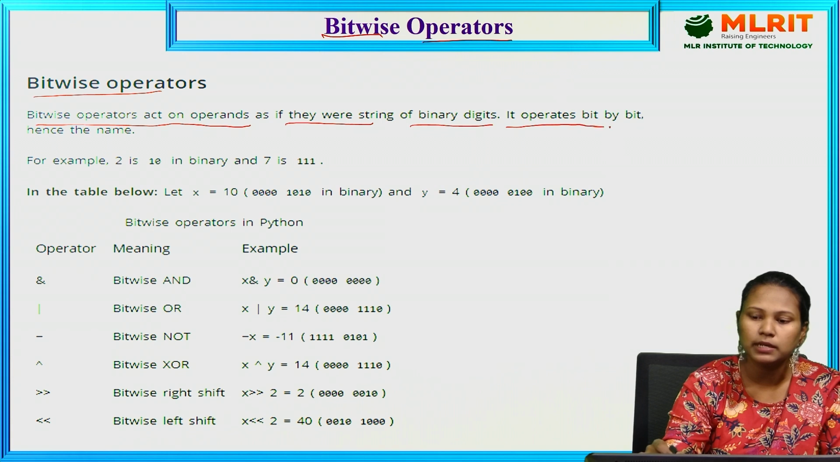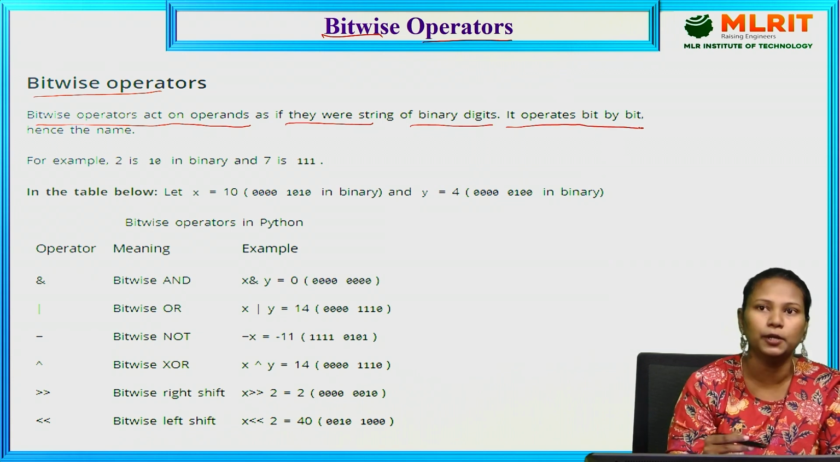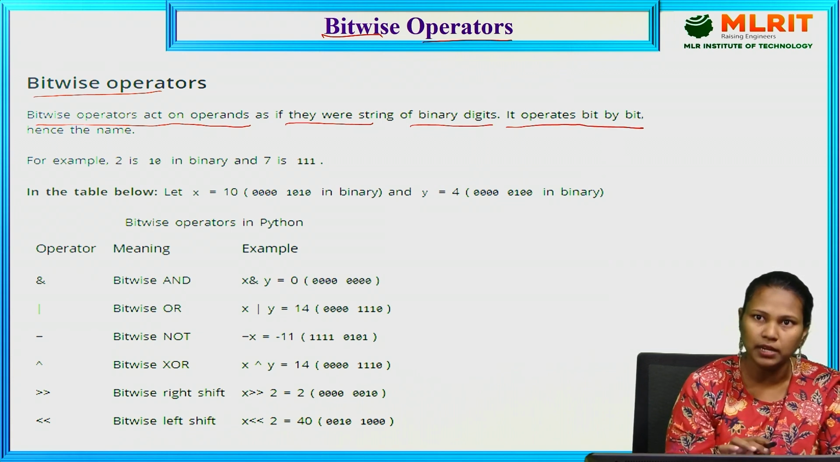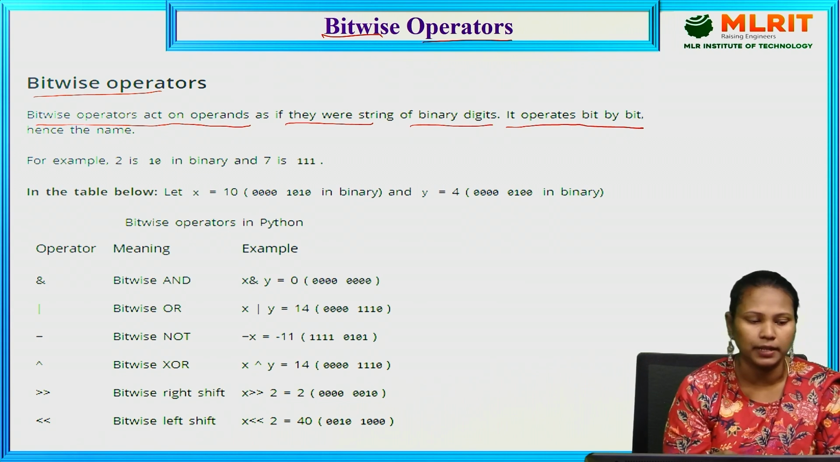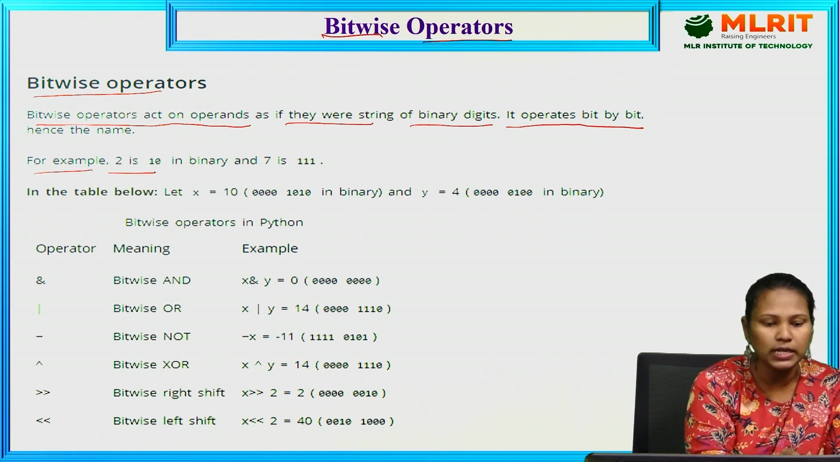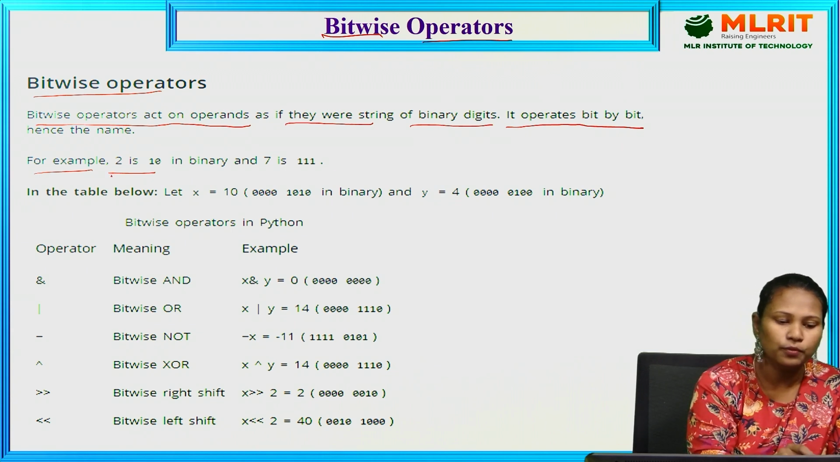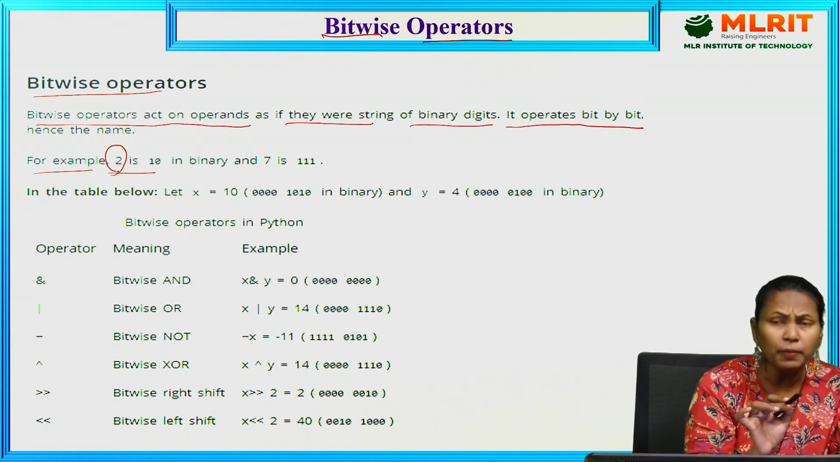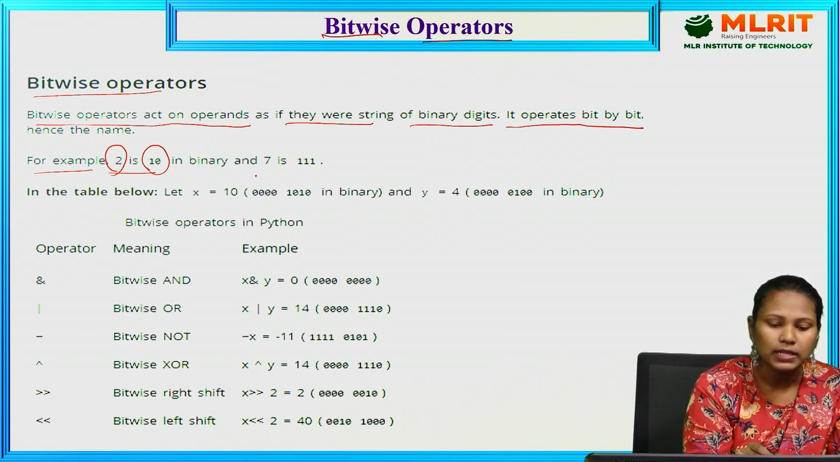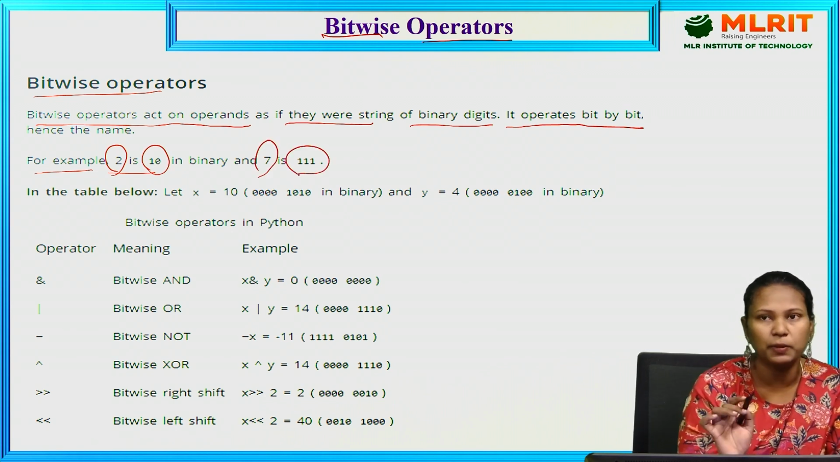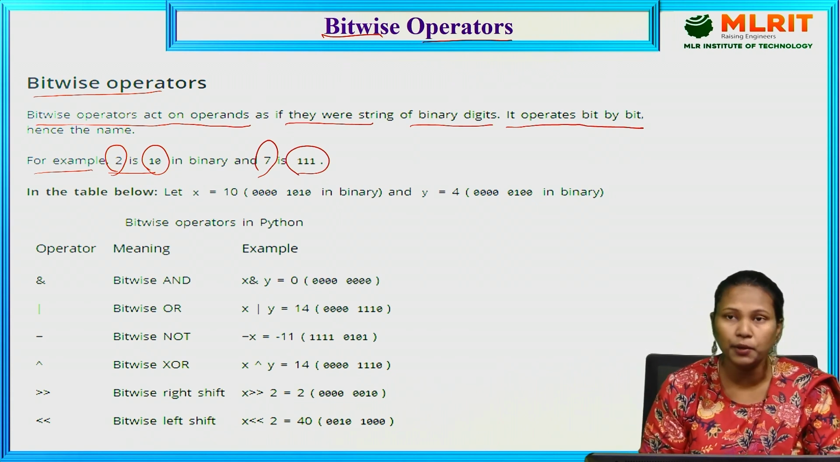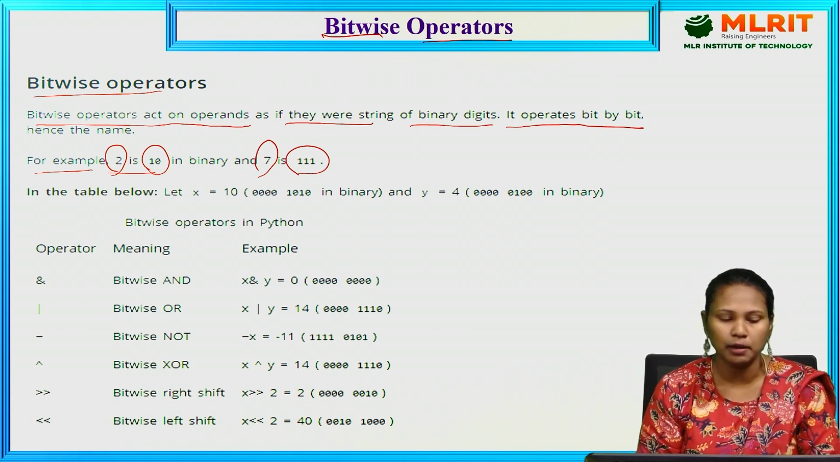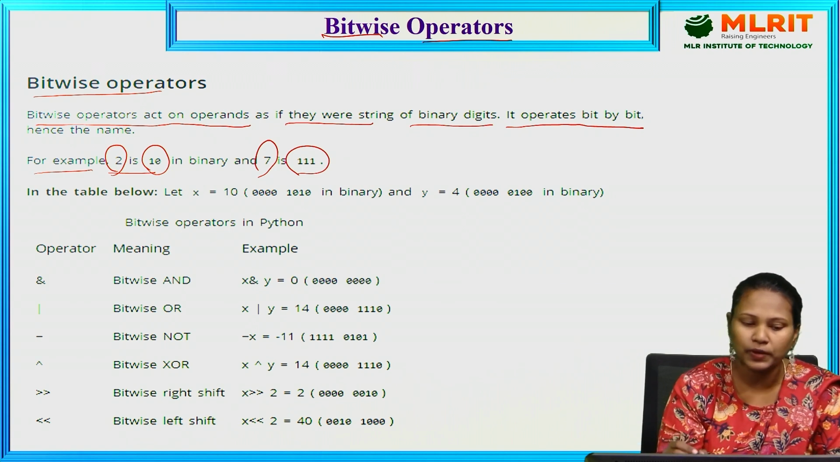It operates bit by bit. We have to convert the data into binary form: string to binary, value to binary, or character to binary. For example, 2 is 10 in binary. If we take the binary of 2, we get the binary value 10. The binary number for 7 is 111. If you want to convert a decimal number into a binary number, we have to divide that number by 2. For example, 7.